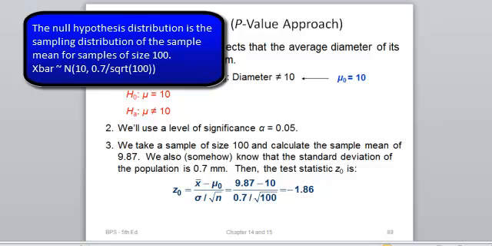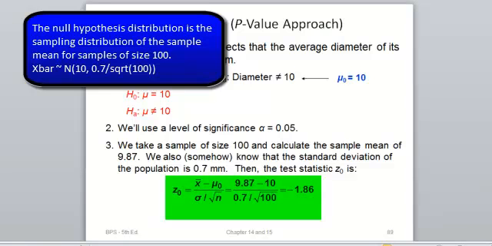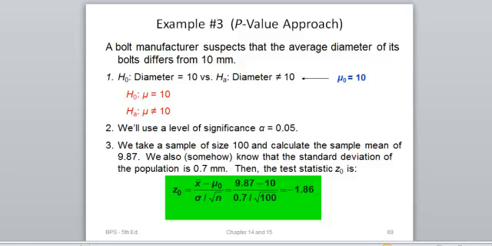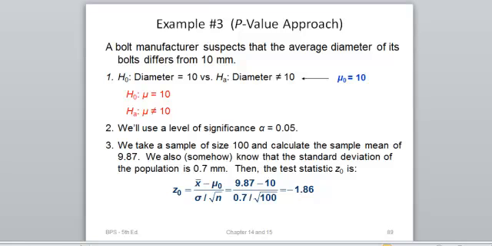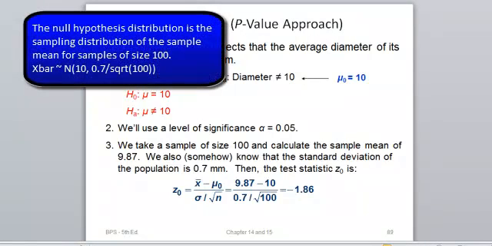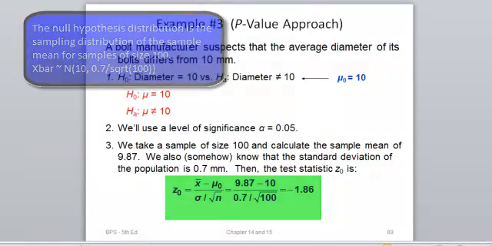So we now can calculate that test statistic. Remember what that is: how many standard deviations that sample mean, 9.87, is from the mean of the null hypothesis distribution. Again, the null hypothesis distribution is the sampling distribution, approximately normal with a mean of 10 and a standard error of 0.7 divided by the square root of 100. And we calculate the test statistic to be negative 1.86.